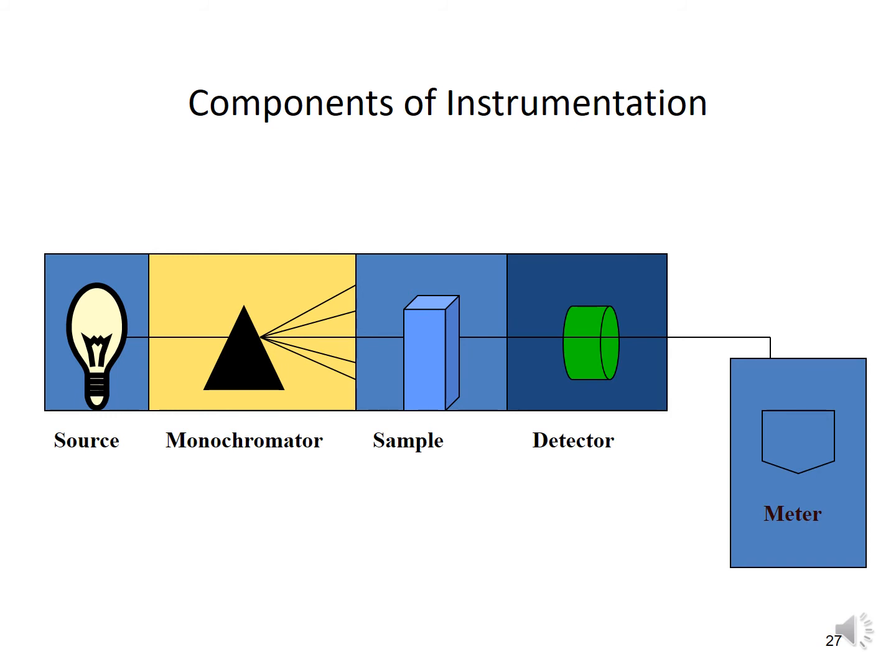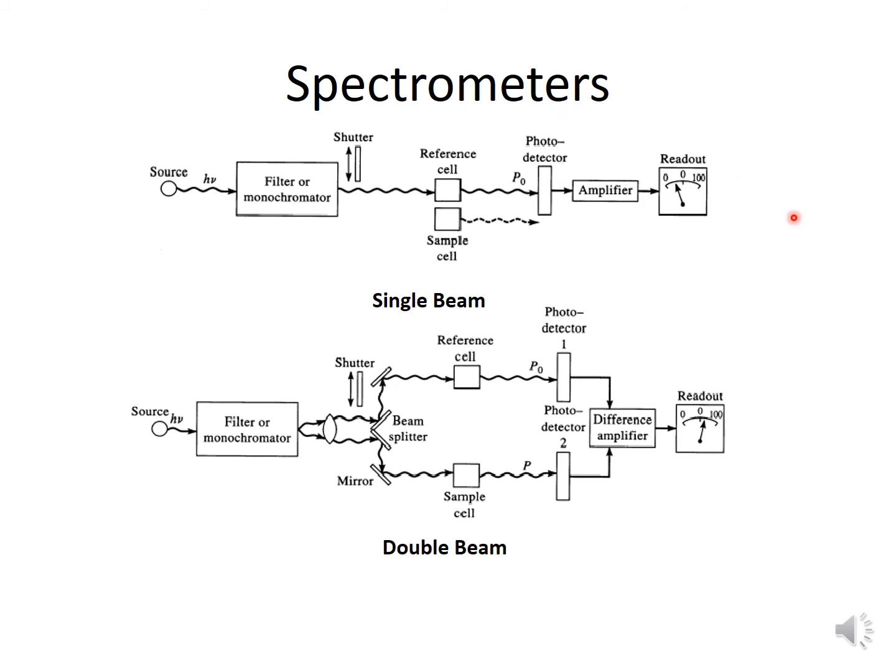So for a UV-based spectrophotometer, you can see that from the source here, it will go straight to the monochromator, and then it will have a slit or something like that. After that it will pass through your sample, then go through the detector and next to the meter. So this is the schematic diagram, which is very important.